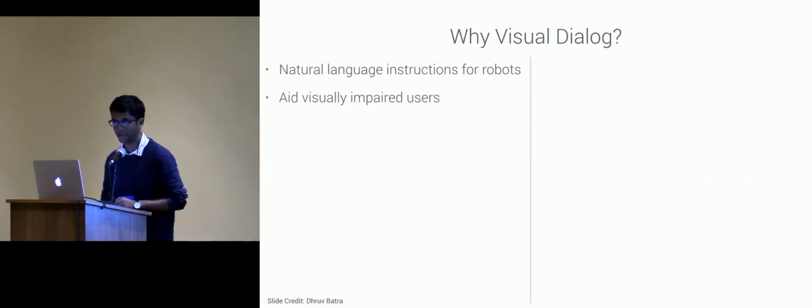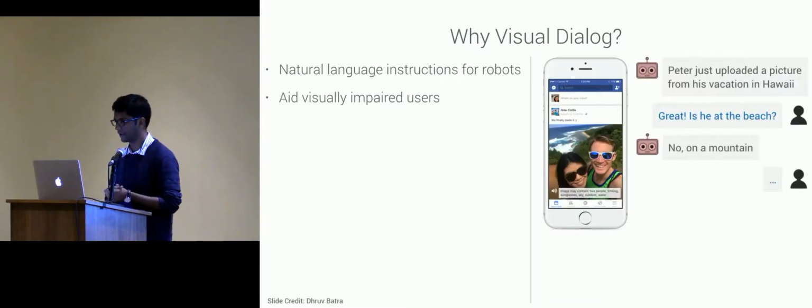Visual dialogue is also useful to aid visually impaired users. So for example here, Peter uploaded a picture from his vacation in Hawaii, and a visually impaired user can ask questions about that image. Great, is he at the beach? And the model responds, no, on a mountain, and so on.